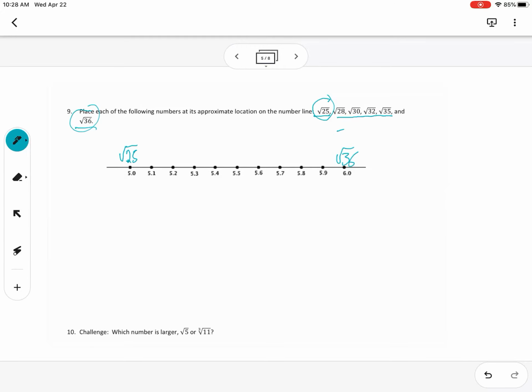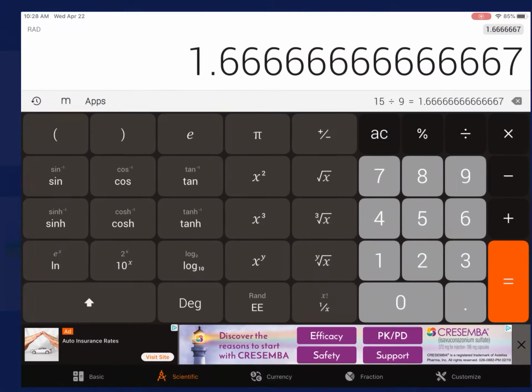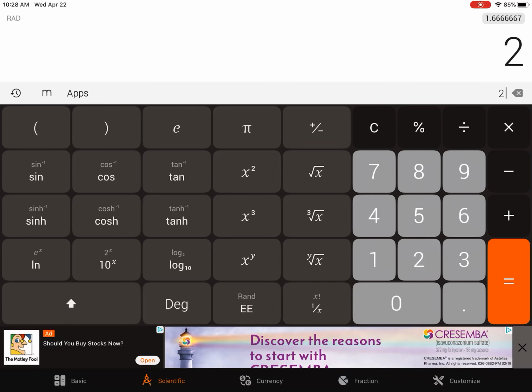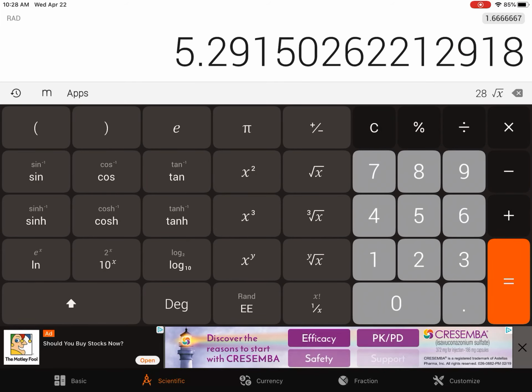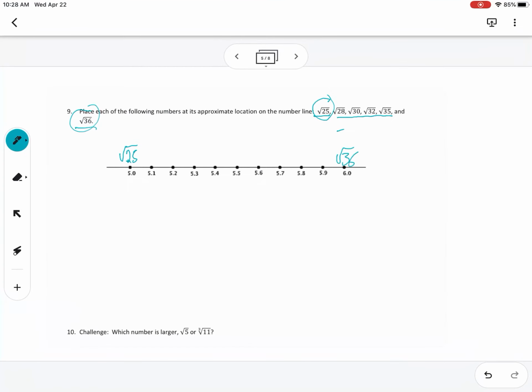So the first one I'll do is the square root of 28. So the square root of 28 is 5.29. So I'm going to use my tenths place since that's what my number line has. So I'm just going to call that about 5.3. So 5.3 is the square root of 28, approximately. So this one is done, that one's done, this one's done. I like to keep track of that.